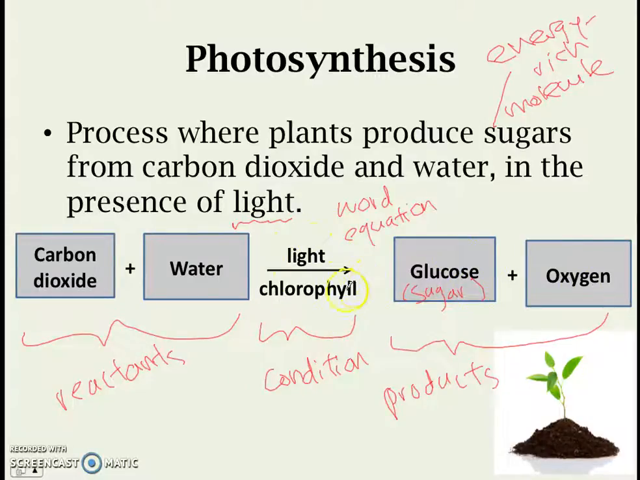And you see another condition here, chlorophyll. Now, chlorophyll is a special pigment in the leaves of plants, which is what makes the leaves green, and is needed to absorb light energy. So without chlorophyll, plants cannot absorb light and they cannot photosynthesize. Alright, so just get your head around this equation. You'll need to know it.